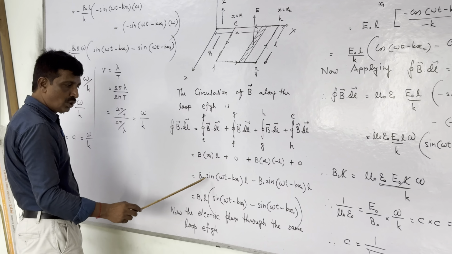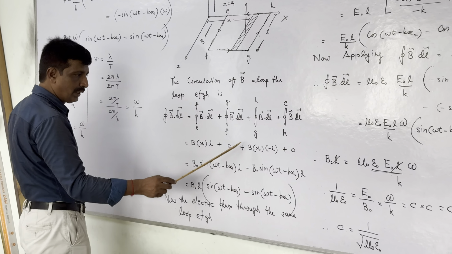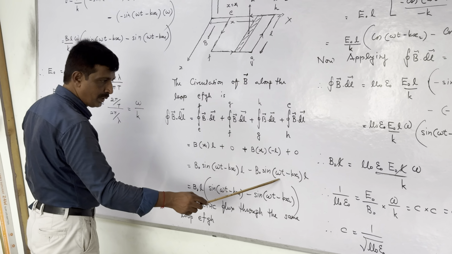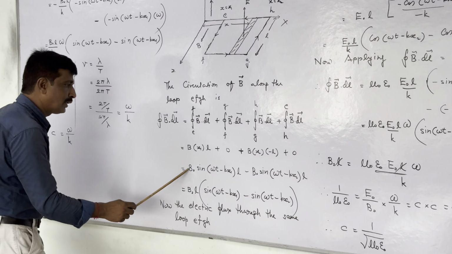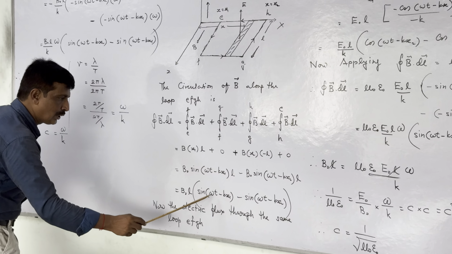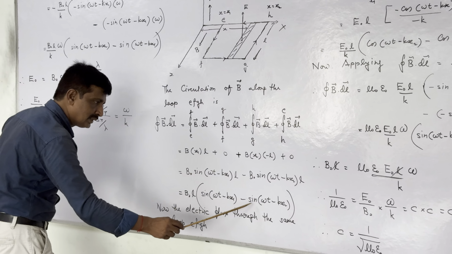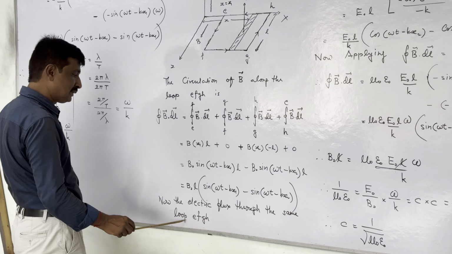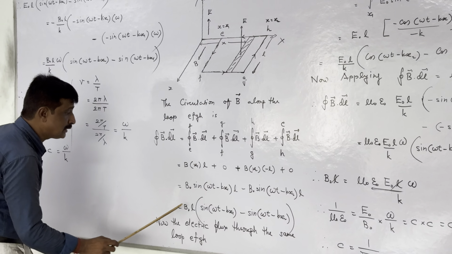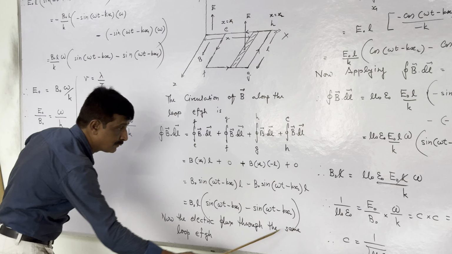B at x1 is B naught sin(omega t minus k x1) into L. B at x2 is B naught sin(omega t minus k x2) into L. The minus sign is here. So taking B naught L common, we have sin(omega t minus k x1) minus sin(omega t minus k x2). This is the integral of B dot dl.